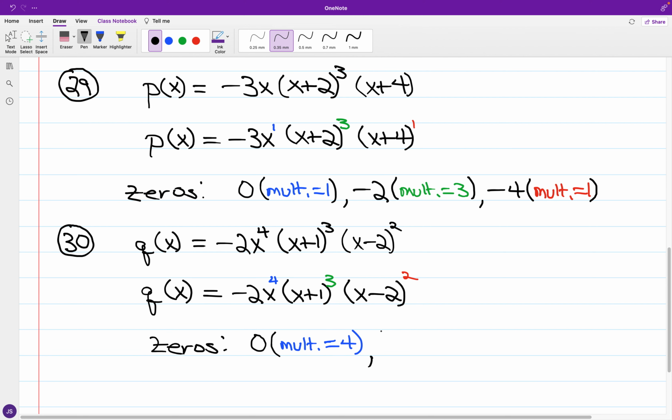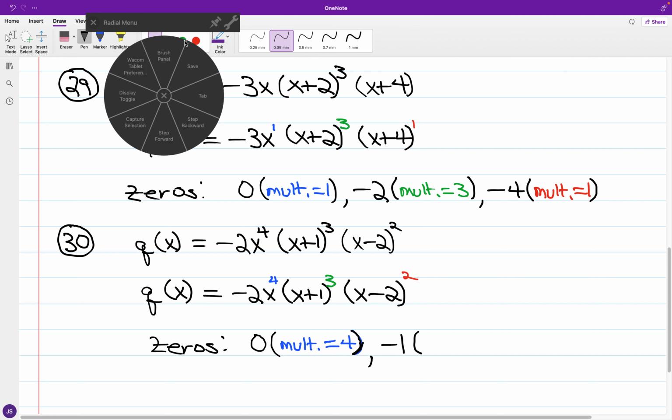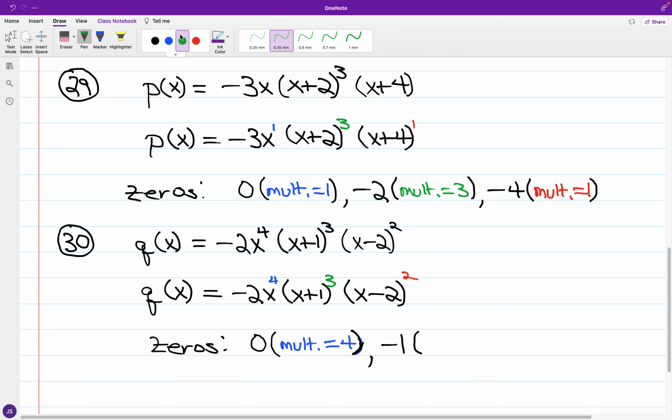And from x plus 1, the corresponding 0 is going to end up at negative 1. And since we have the cube of x plus 1, negative 1 is going to have a multiplicity value of 3. And for x minus 2, the 0 of this is going to be at 2. And since the factor is squared, 2 is going to have a multiplicity value of 2.